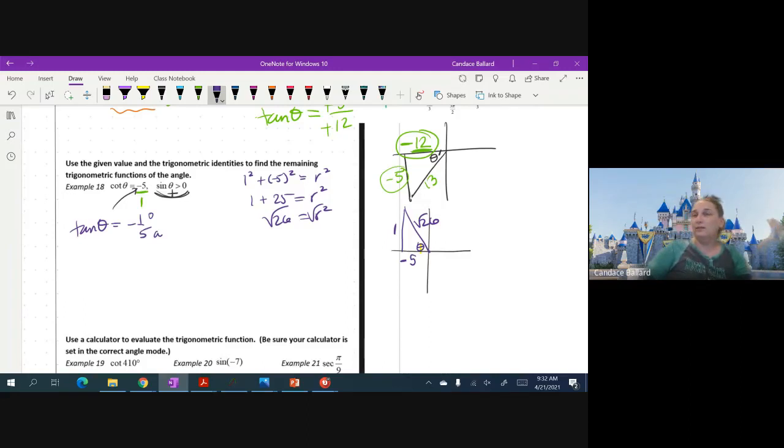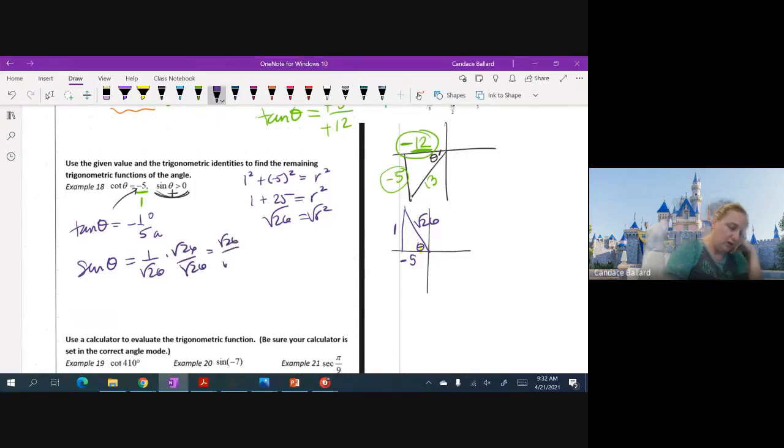All right, we're starting to get to the point where we've done this like a million times, right? So let's see, sine of theta would be the opposite, 1, over the hypotenuse, square root of 26. Rationalize it. Before I rationalized it, I should have done my flip. So I know that cosecant is going to be the flip of this: square root of 26 over 1, or just square root of 26. I'll give you a couple seconds to catch up.